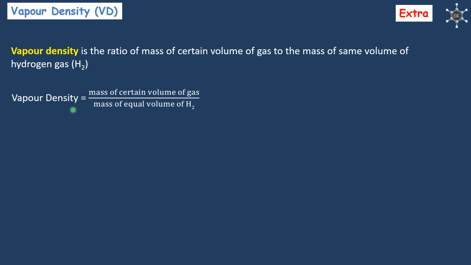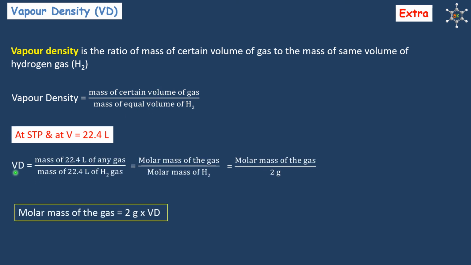Vapor density can be addressed by considering the molar volume 22.4 liters at STP. In the numerator and denominator, let us replace the volume by 22.4 liters. Now the equation takes the form: vapor density equals mass of 22.4 liters of any gas divided by mass of 22.4 liters of hydrogen gas. This is nothing but molar mass of the gas divided by molar mass of hydrogen gas, that is 2 grams. Upon rearranging, molar mass of the gas equals 2 gram multiplied by vapor density.